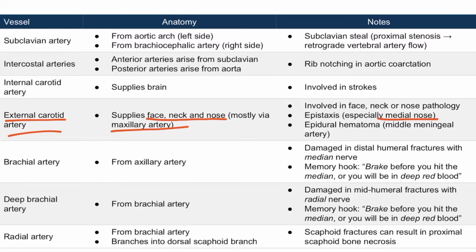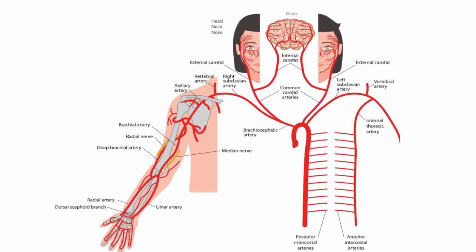Now let's talk about the arm, starting with the brachial artery. Notice as we follow the subclavian artery, it becomes the brachial artery. The brachial artery has several branches. The most important branch is the deep brachial artery, which I will come back to in a moment.